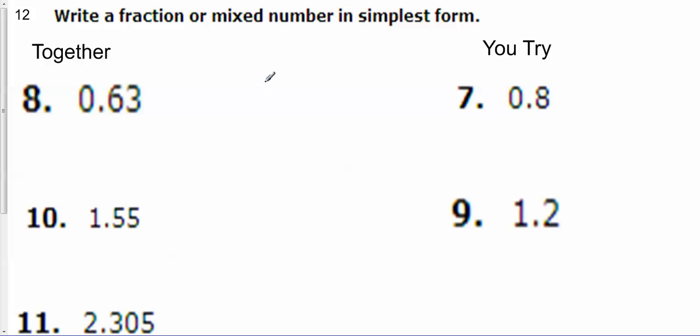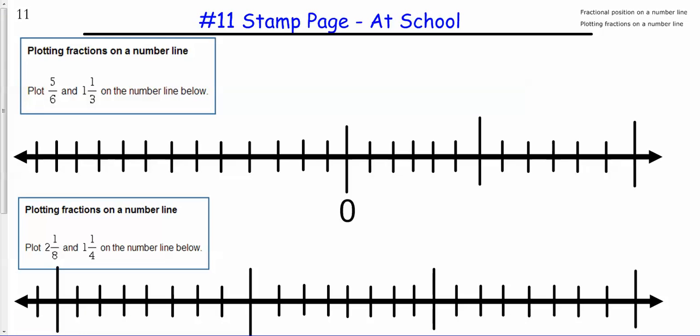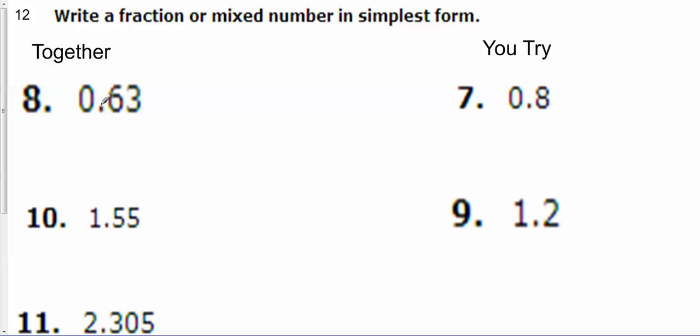So we're going to take decimals and write them as fractions or mixed numbers in simplest form. Okay, this is the first one. If I read this as a decimal, I have 0 and 63 hundredths. So this tells me this is split up into 100 pieces.